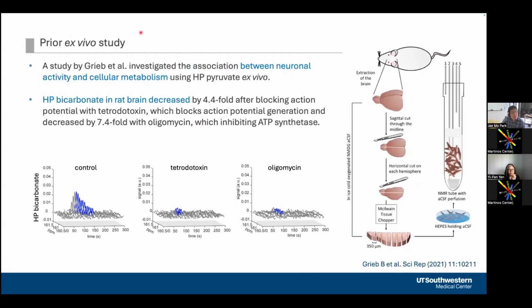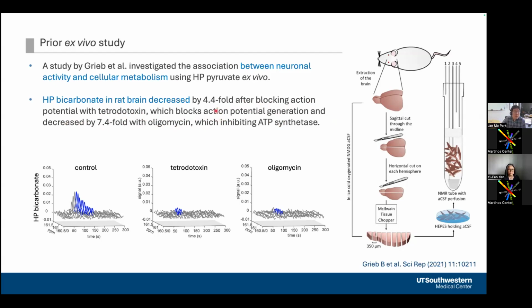And also we found an ex vivo study. It was done by the Israel group, and this paper investigated the association between neuronal activity and cellular metabolism using hyperpolarized carbon-13 labeled pyruvate ex vivo. So they tried to detect hyperpolarized bicarbonate in rat brain by applying two different drugs. One was tetrodotoxin, which blocks the action potential, and the other drug was oligomycin.